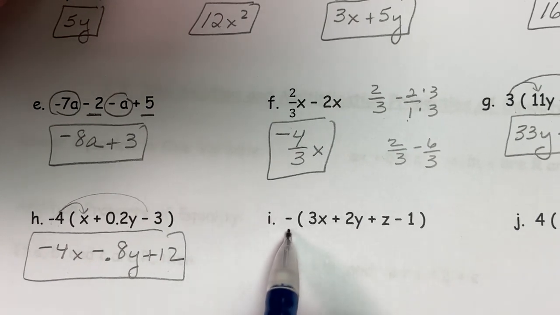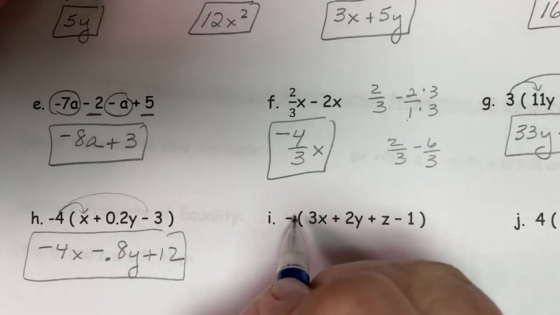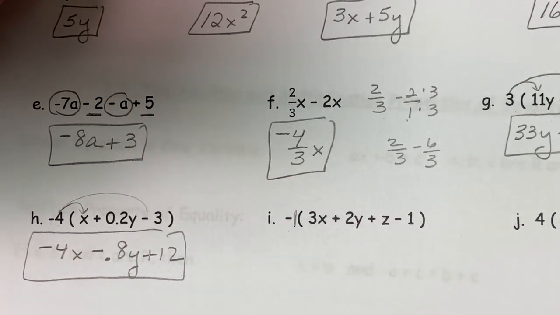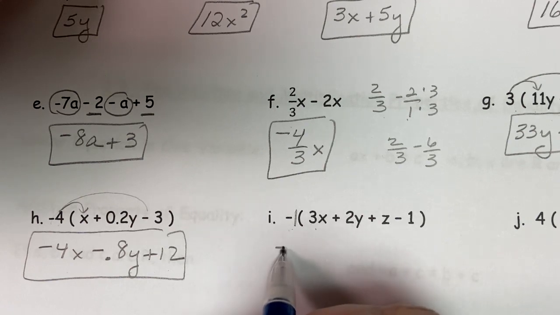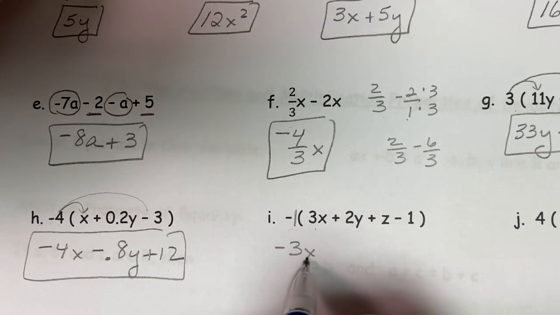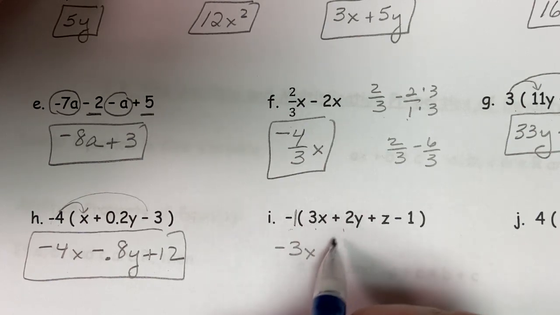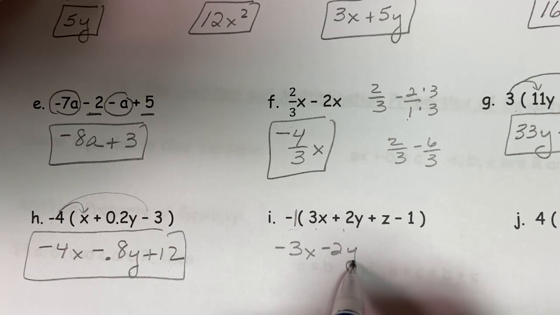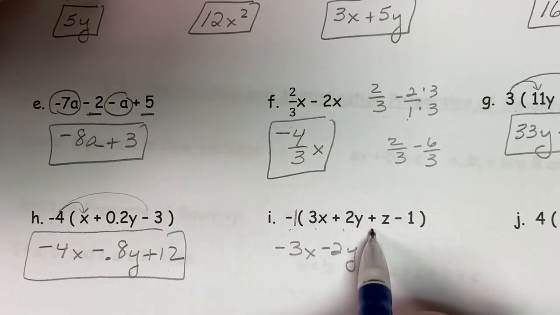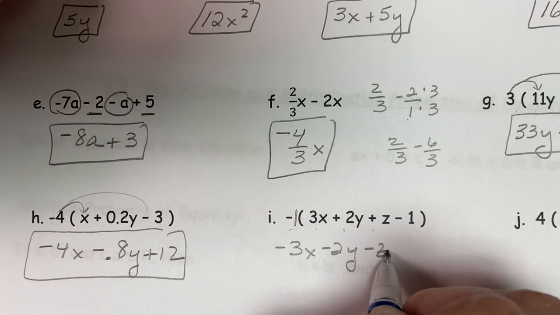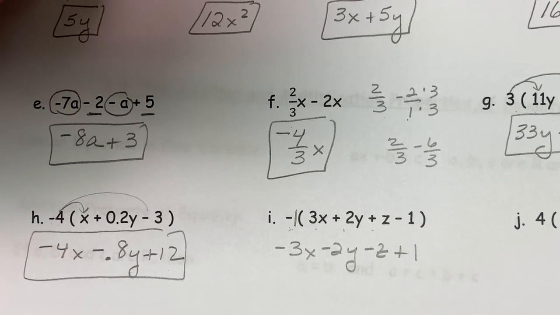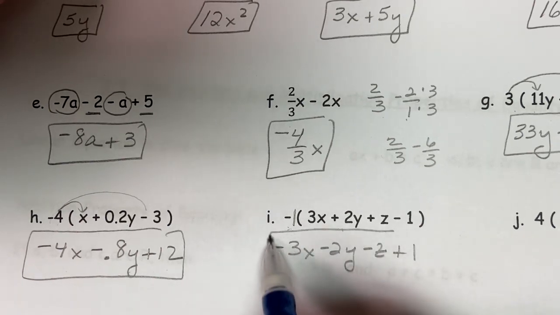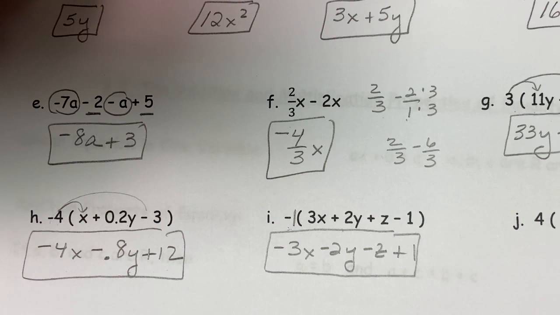Let's look at i. This negative has to be distributed, or think of it as a negative 1. So negative 1 times 3x is negative 3x. Negative 1 times 2y is negative 2y. Negative 1 times z is negative z. And negative 1 times negative 1 is a positive 1. And again, if you look, there are no like terms. So that's as simplified as it gets.